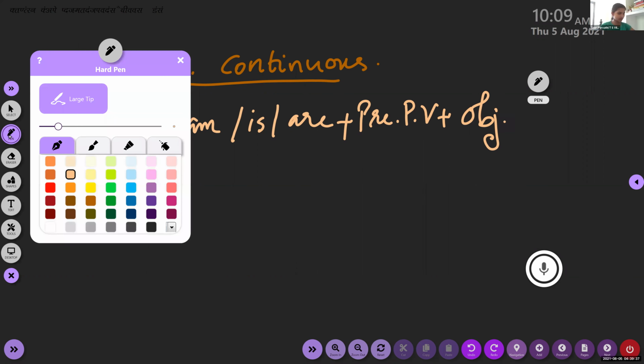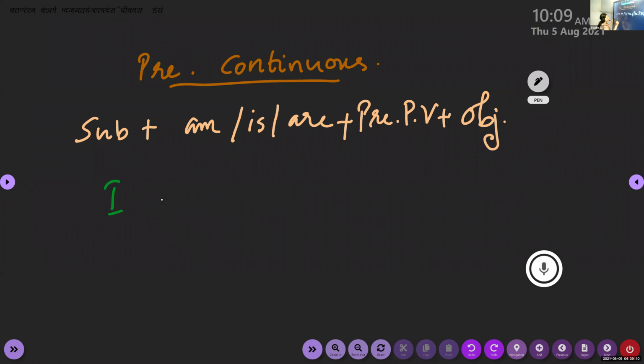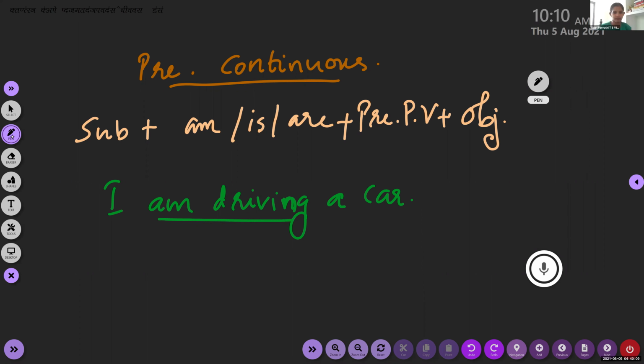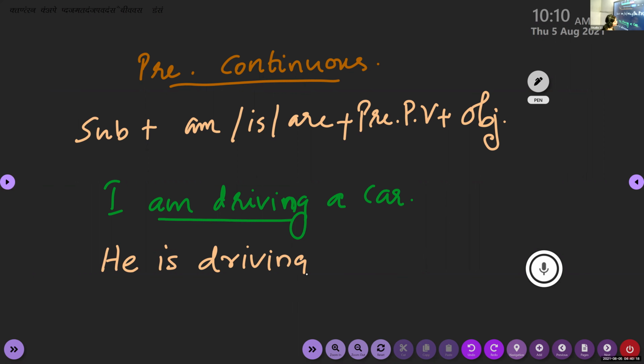One example. I am driving a car. Very good. Okay, finite verb, Gauri. Am driving. Okay, change the pronoun and use the same sentence. Instead of I, use third person singular. He is driving a car. Okay, so the form is he is, right? He is driving a car.